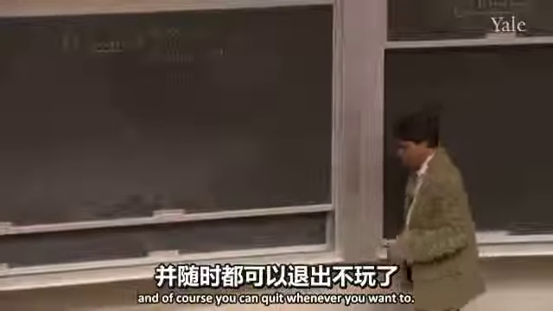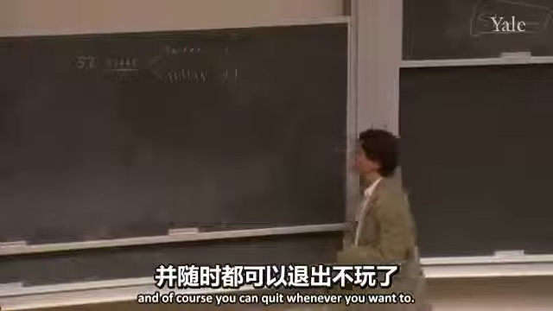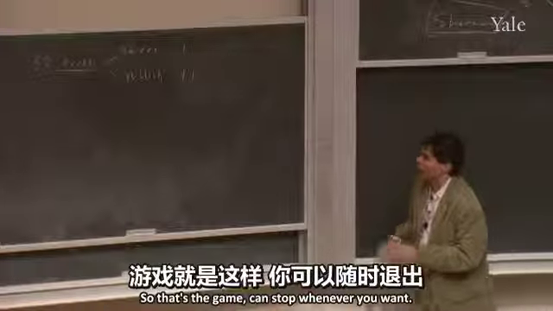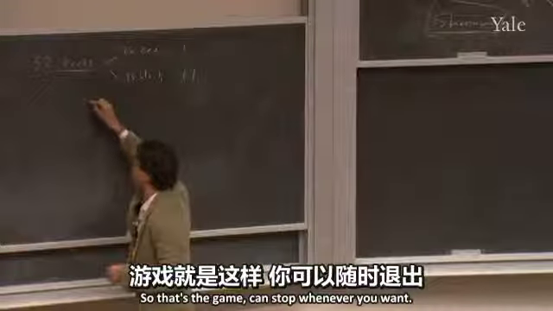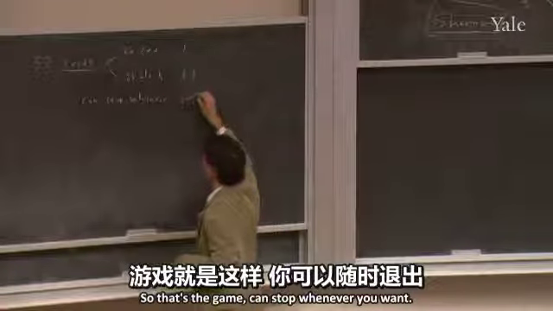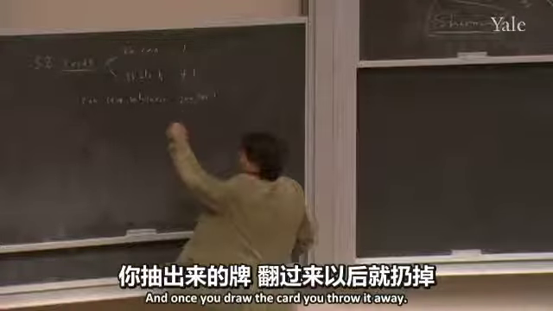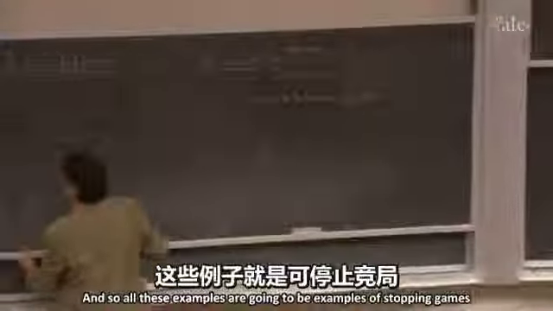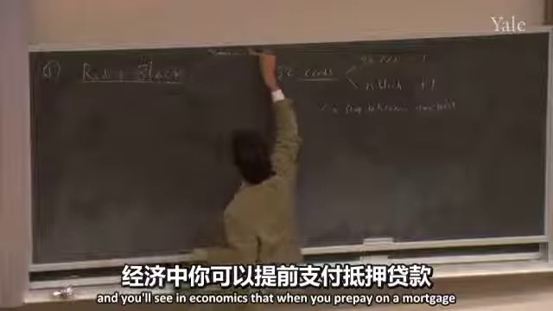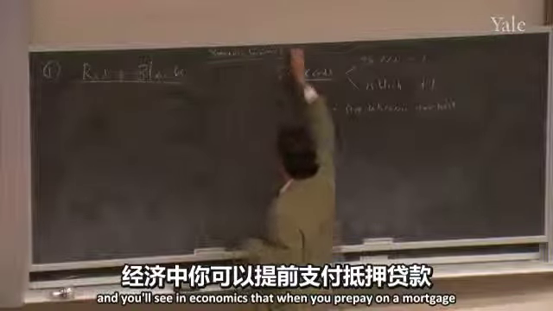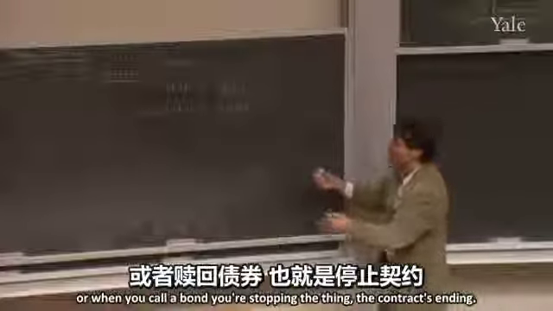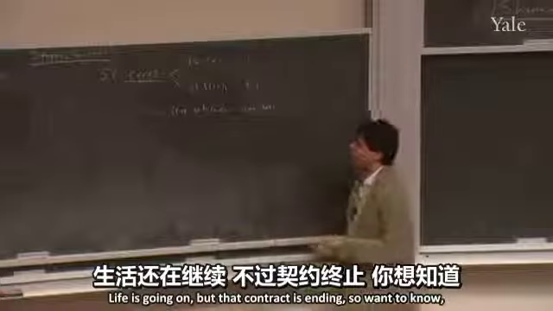And of course, you can quit whenever you want to. I can't keep forcing you to play. So that's the game. You can stop whenever you want. Once you draw the card, you throw it away. All these examples are going to be examples of stopping games. And you'll see in economics that when you prepay on a mortgage or when you call a bond, you're stopping the thing. The contract's ending. I mean, life is going on, but that contract is ending.